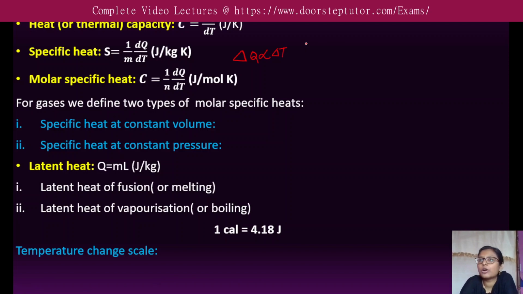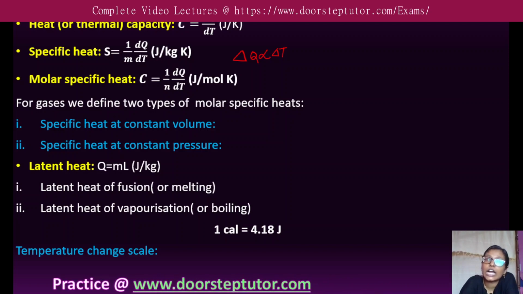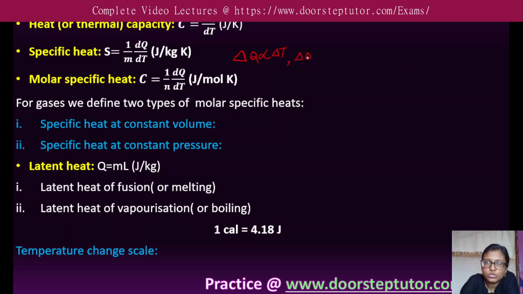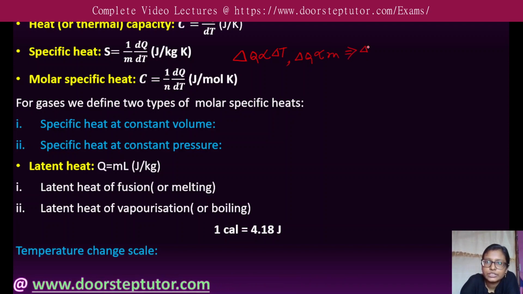Also, if we have a small amount of mass, then to increase the temperature by, say, 1 degree Celsius, we will require a small amount of heat. Whereas if we have a larger amount of the same substance, and we again have to increase the temperature by 1 degree Celsius, we will require a larger amount of heat. So from this, we can say that the change in heat is also directly proportional to mass. So change in heat is directly proportional to mass and change in temperature.